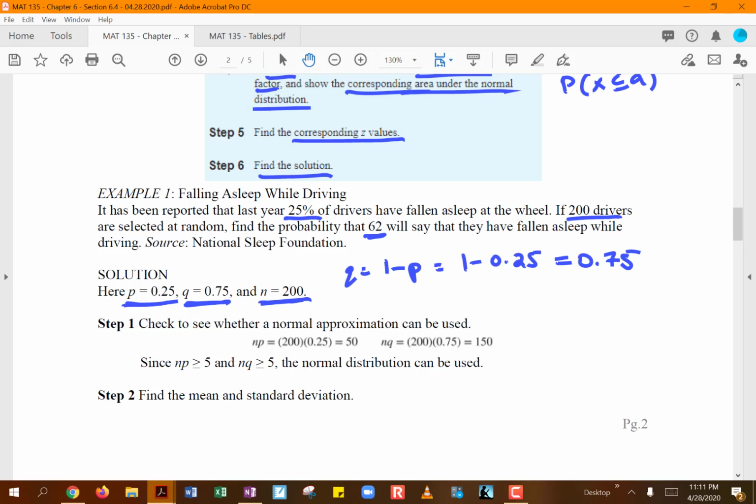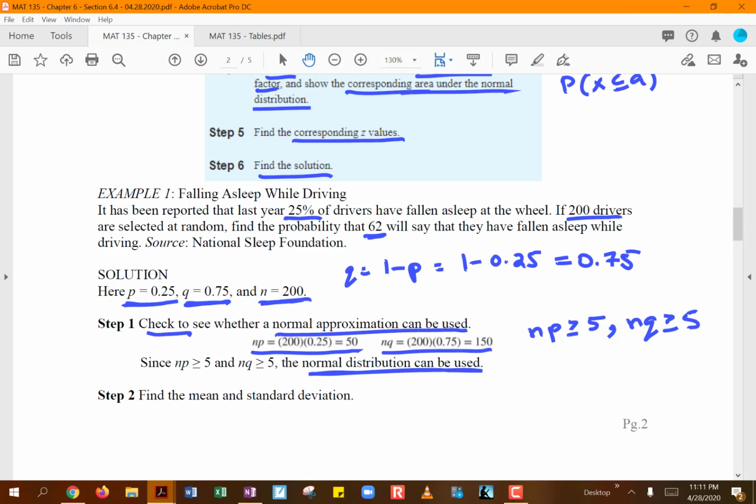So that's where n equals 200. So the first step is checking to see if we can use normal distribution or not. So n times p, when we multiply that, we get 50. N times q, we multiply and get 150, right? So remember, our n times p has to be greater than or equal to 5, and n times q has to be greater than or equal to 5. So both of these conditions are met, which means we can use normal distribution.